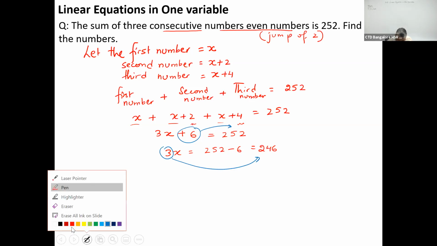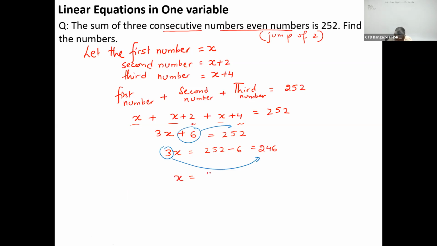So then it is very easy now. X is equal to 246 divided by 3. So this will go as 3 8s and 2s. So 82 is x. So the answer is not just x equal to 82. What is x? X is the first number. So we'll say the first number is x, which is 82.